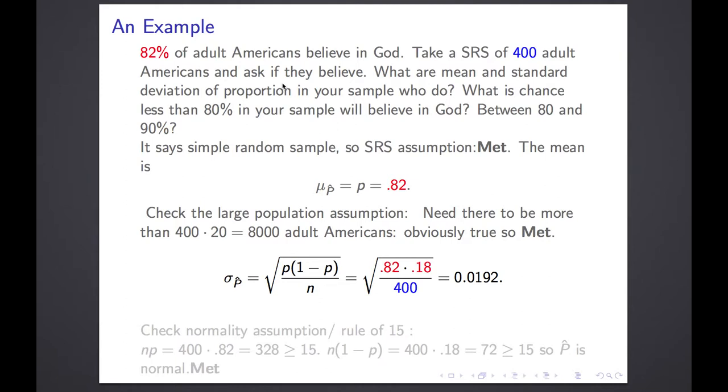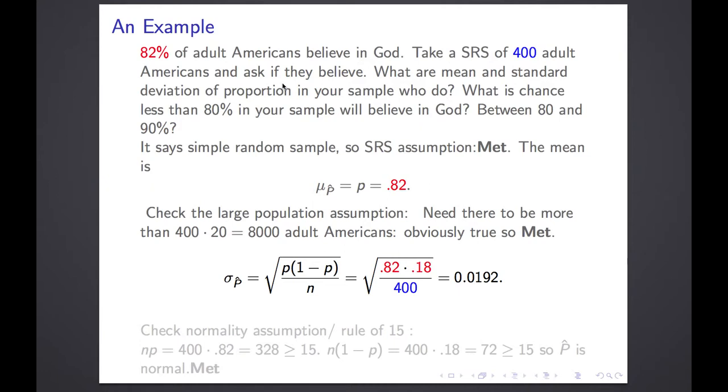That means we can compute the standard deviation, which is the square root of p, which is 0.82, times 1 minus p, which is 0.18, divided by n, which is 400. In Excel, you would say equals SQRT, open parentheses, 0.82 times 0.18 divided by 400, close parentheses. Careful with your parentheses, and in particular, you may find it easier to do the subtraction in your head. 1 minus p I just did in my head as 0.18. That might actually be easier than putting 1 minus 0.82 in parentheses and possibly messing up the parentheses.